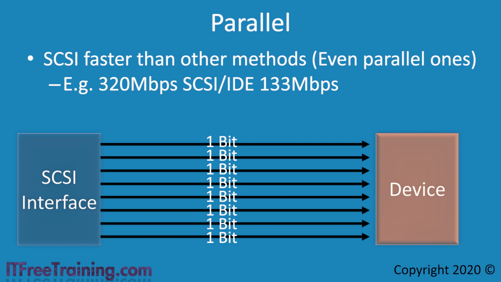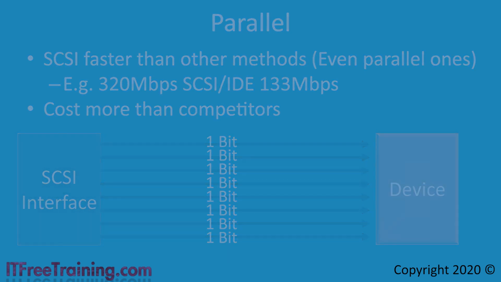This extra speed cost more money to implement, and thus SCSI devices cost more than their competitors. Due to the higher cost, SCSI devices tended to be used on high-end workstations and servers. Some manufacturers, like Apple, used them for a while. Essentially, in the old days, if you wanted more performance, you would get SCSI. However, you would pay more for it.